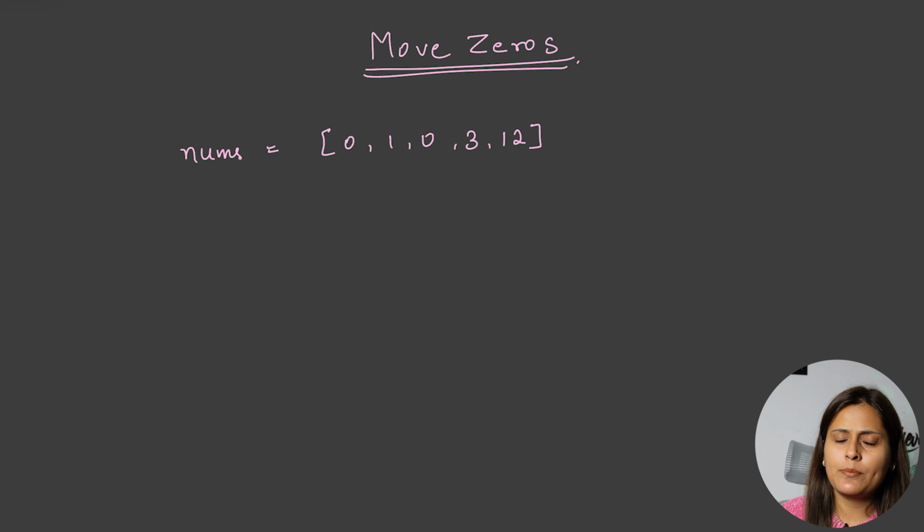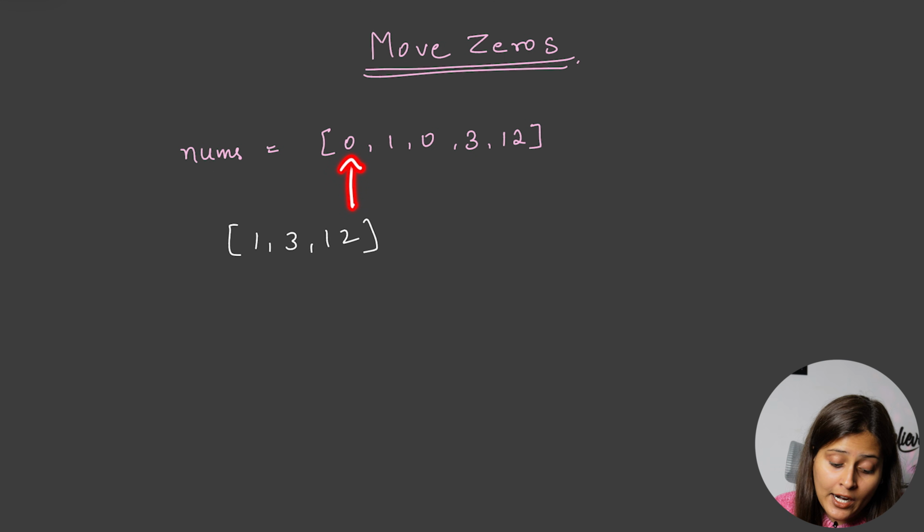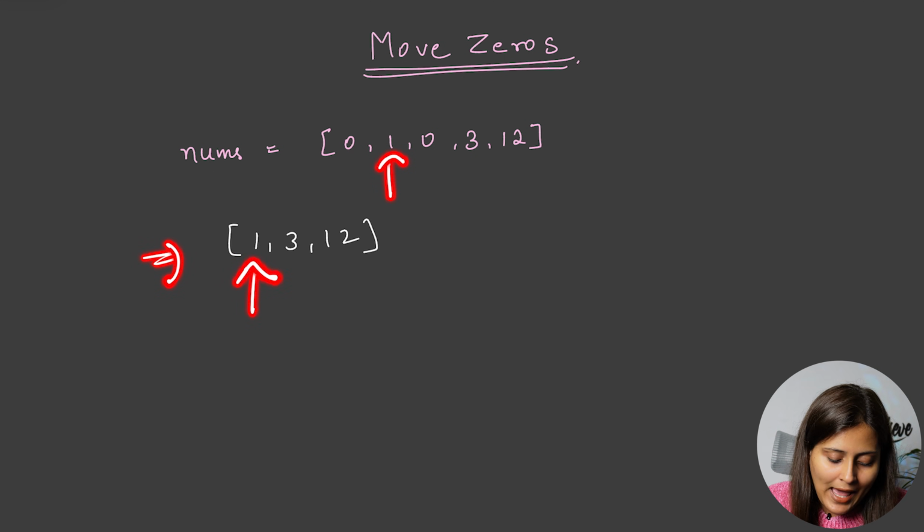So let's see the brute force approach. What can we do here? So here we want all the non-zero elements in the same order. So for this we can simply run a for loop and get all the non-zeros in the same order 1, 3, 12. How? We can run a for loop with I pointer and we'll say, hey, are you non-zero? No, you are not. Hey, are you non-zero? Yes, you are. So go in the array 1.